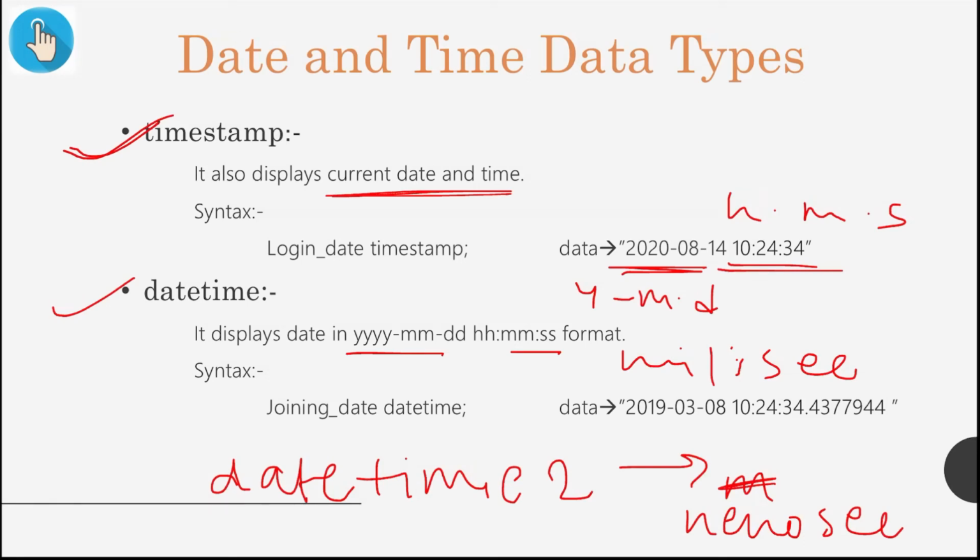So this is all about the data types and the types of them. In the next video, we will see the core parts of the SQL language, that is DDL, DML, DCL and TCL.